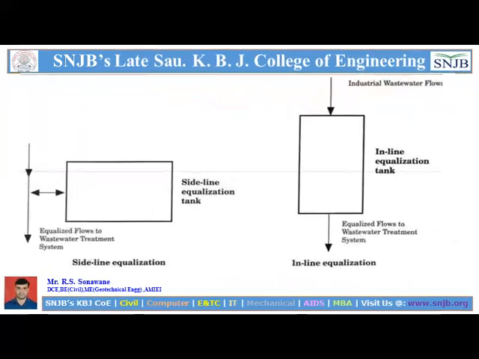These are the 6 important equalization objectives. Now this is about the methods: sideline equalization and inline equalization. In sideline equalization, you can see the equalized flow through the wastewater treatment system. This is the sideline equalization tank, through which the flow can be maintained.